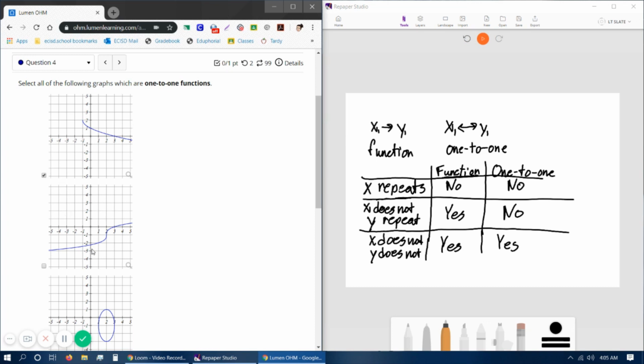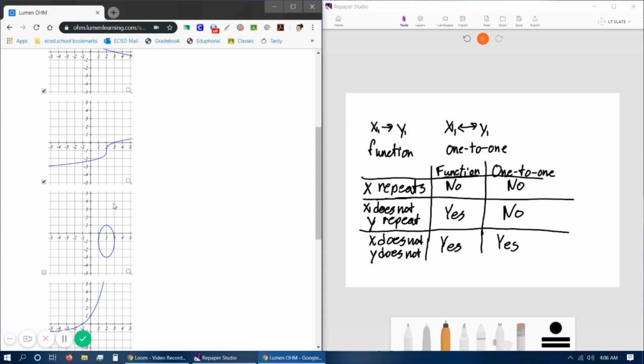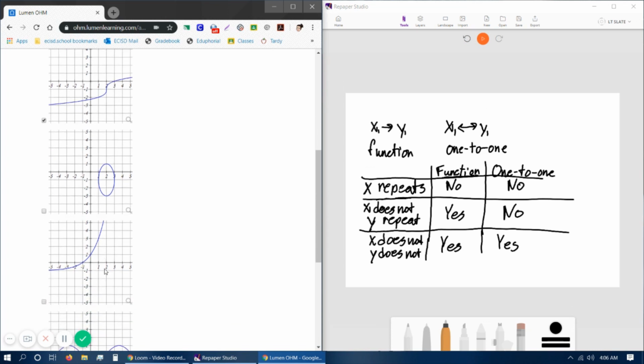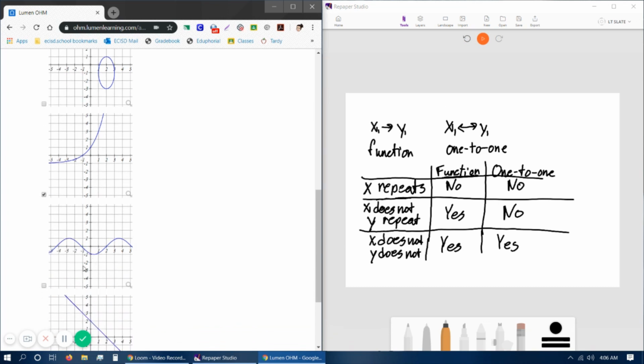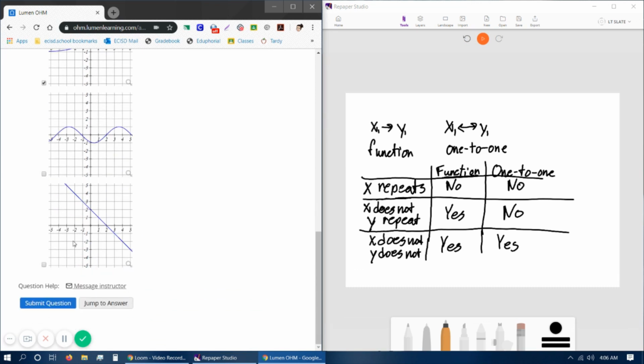This second graph also passes both tests and is also a one-to-one function. The third graph fails the vertical line test and is not a function. The fourth graph passes both and is a one-to-one function. The fifth graph passes the vertical line test and is a function, but fails the horizontal line test and is not one-to-one. The sixth graph passes both tests and is a one-to-one function.